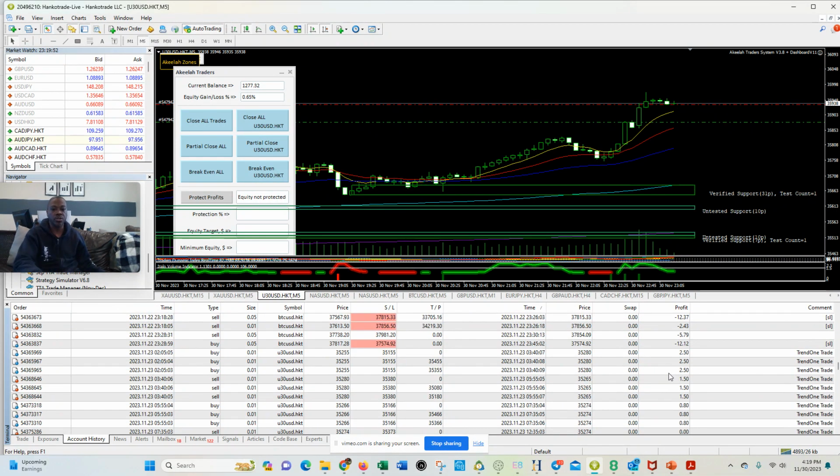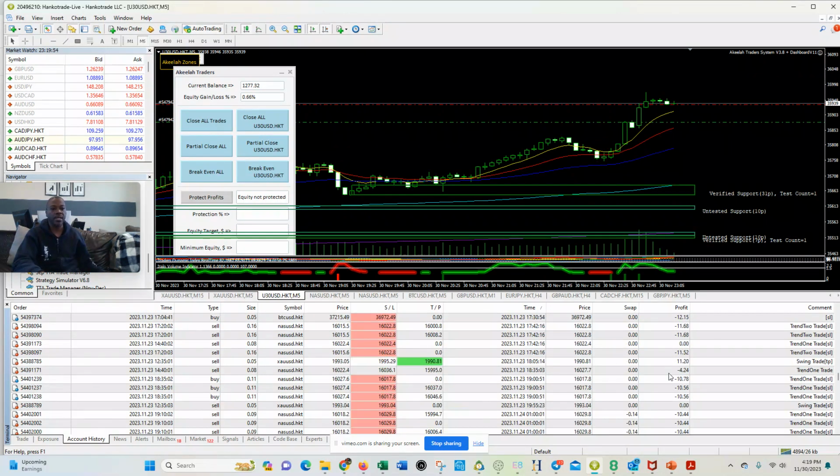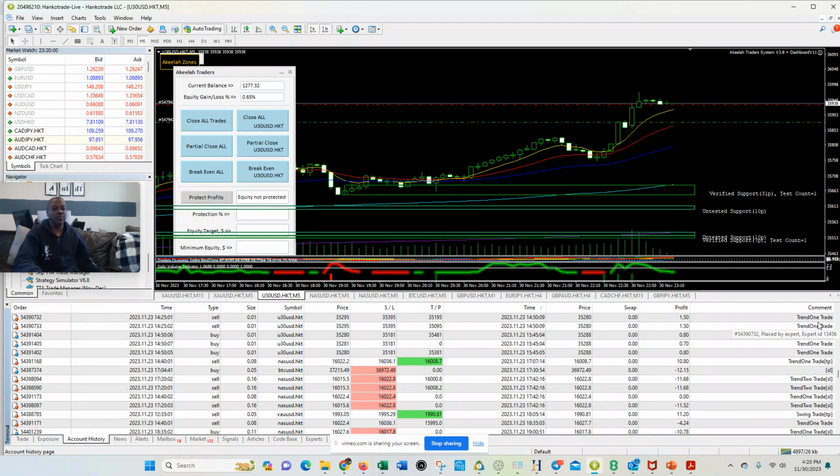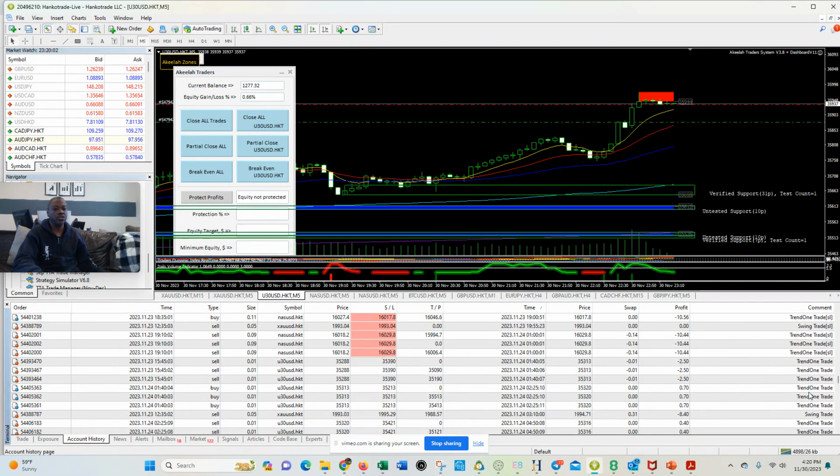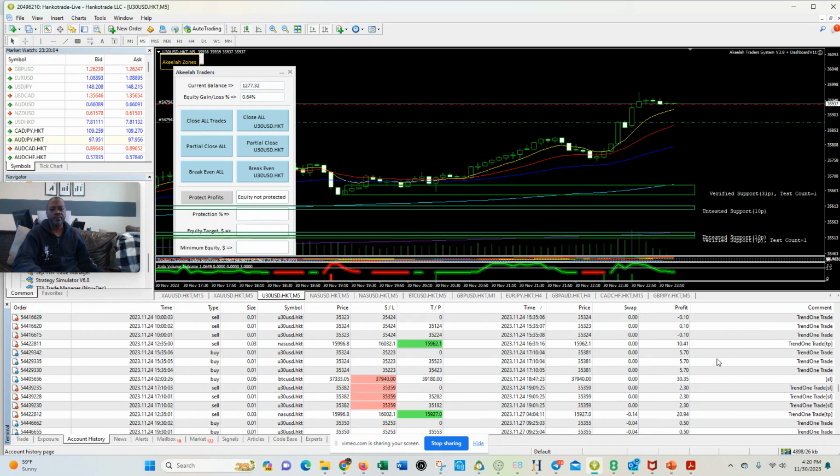So let me just scroll to the end here, because these are a lot of trades. As I pointed out in the other one, all of these are auto trades. You're going to see what strategy is being taken here, trend one, trend two, swing, etc., and the accompanying results with this.